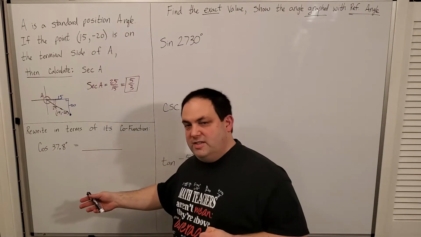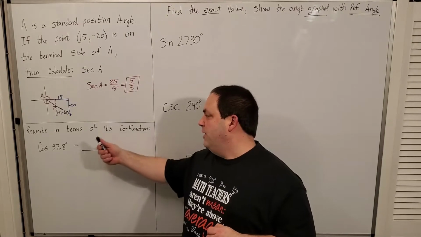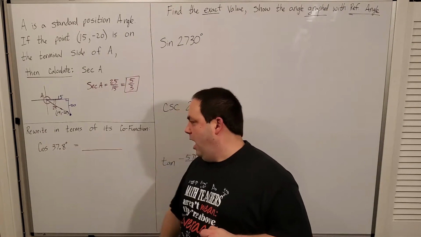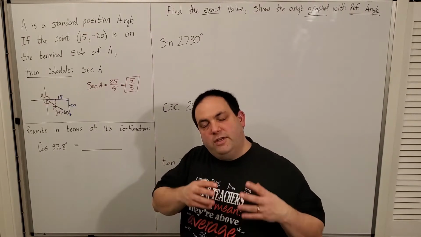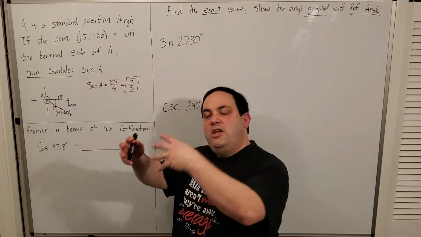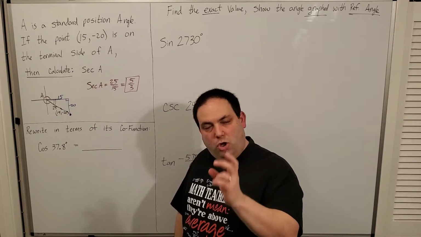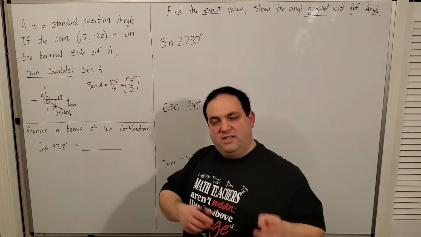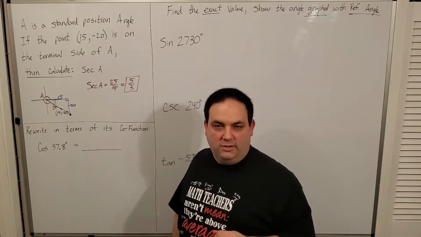Next is something very similar. Again, it's in the terms and then some of the basic identities. Rewrite this operation in terms of its co-function. Now remember, every trig operation has a co-function operation. Hence with the whole co-naming system, we have sine and cosine, secant and cosecant, tangent and cotangent. Right?